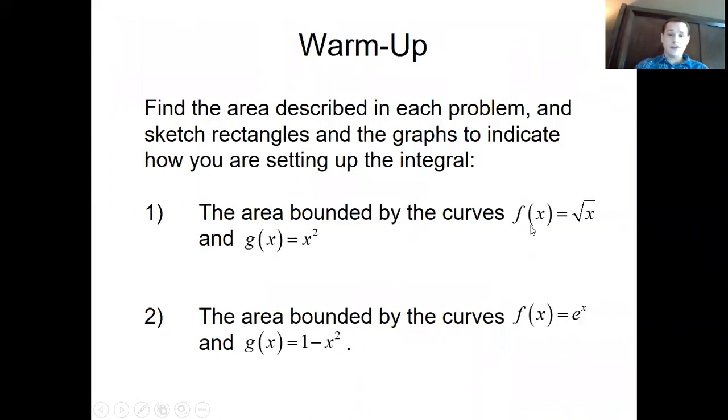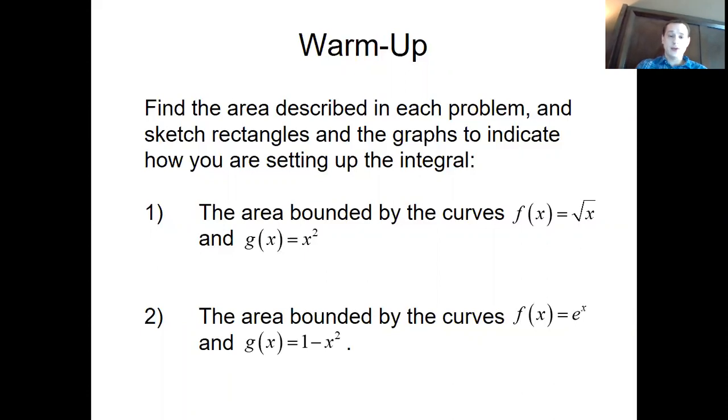Okay, so first things first, warm up today. Find the area described in each problem and sketch rectangles and the graph to indicate how you set up the integral. So this is practice of finding the area between two curves from section 1 of this chapter. Number 1, the area bounded between the square root of x and x squared. And number 2, the area bounded by the curves of e to the x and 1 minus x squared. So let's take a look at that.